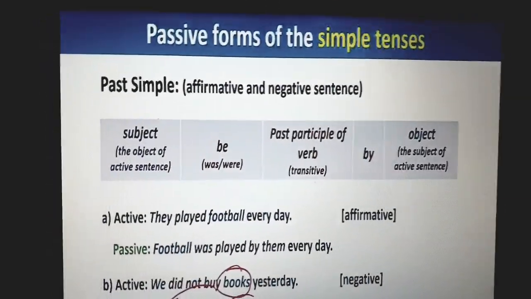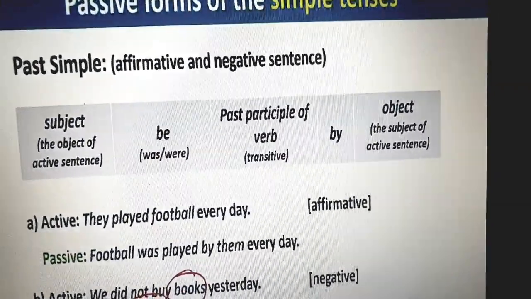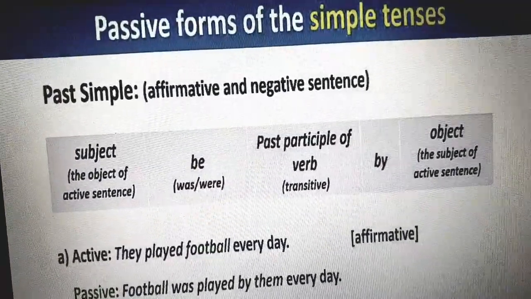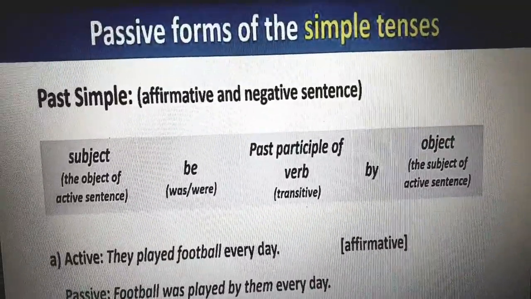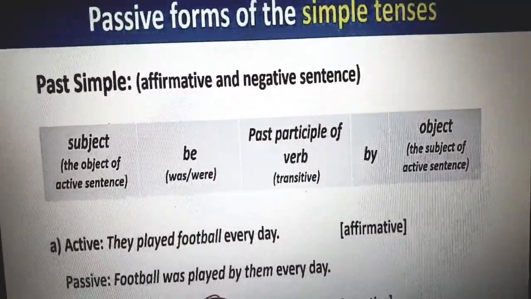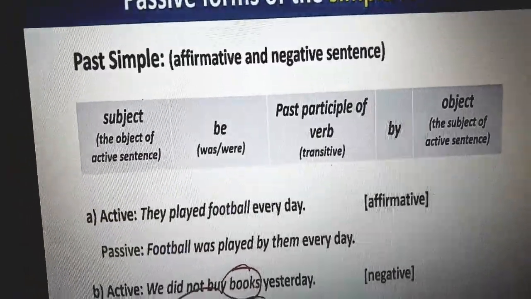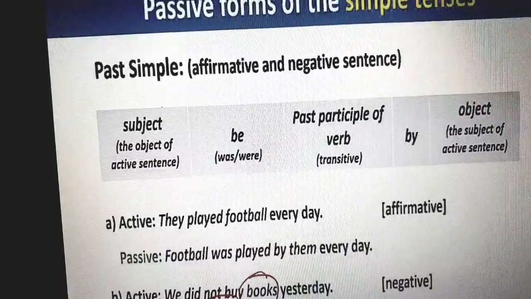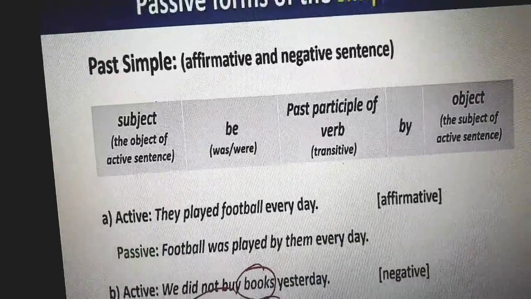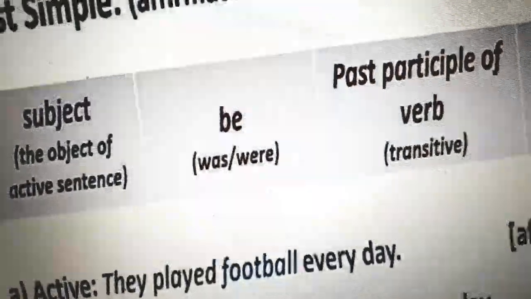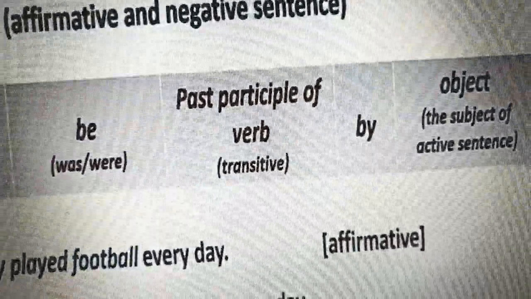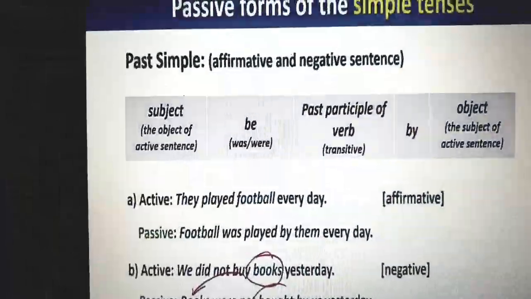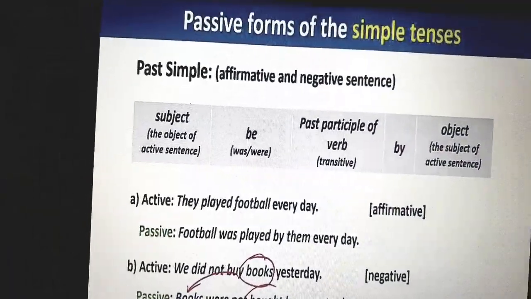Okay, so as I taught you before, when we have an affirmative passive we start with the subject of the sentence, but this subject is different because it's the object of the active sentence. Then we use be, which is was or were, the past participle, and by plus the object, which is the subject of the active sentence. So here we have opposite steps.